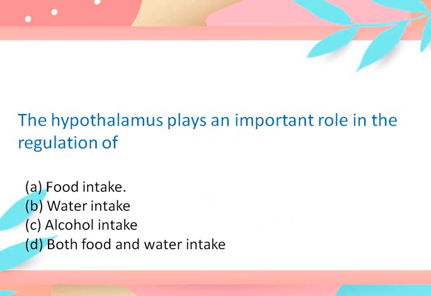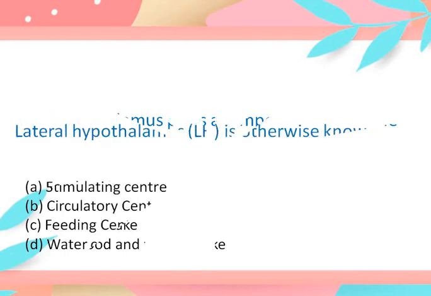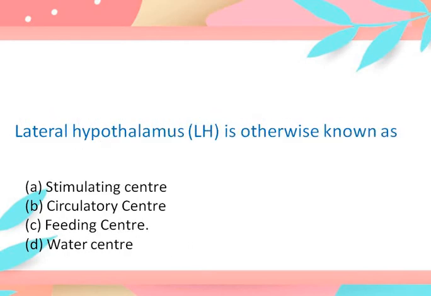The hypothalamus plays an important role in the regulation of food intake, water intake, alcohol intake, both food and water intake. The correct answer is food intake. The hypothalamus plays an important role in the regulation of food intake. Lateral hypothalamus (LH) is otherwise known as stimulating center, circulatory center, feeding center, water center. The correct answer is feeding center.